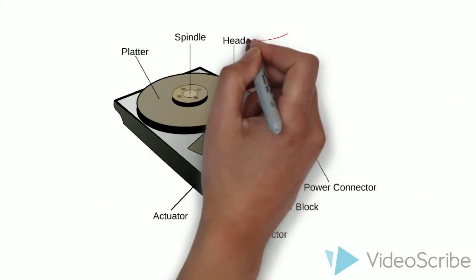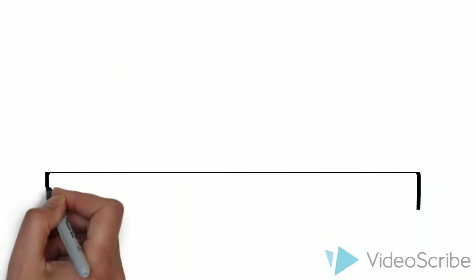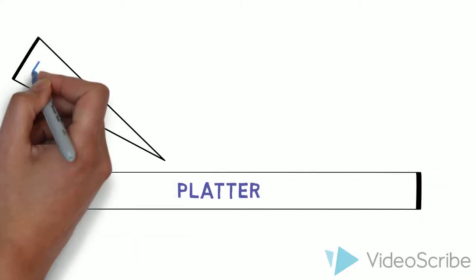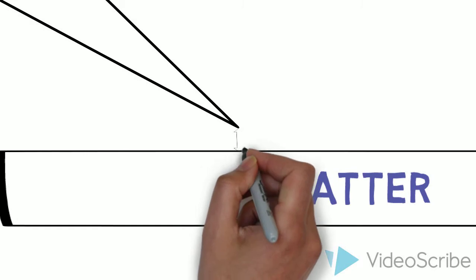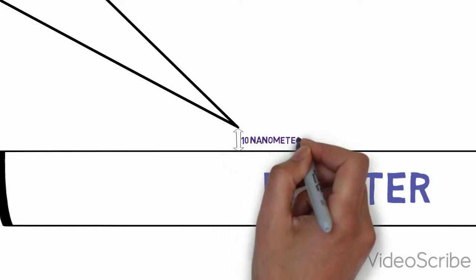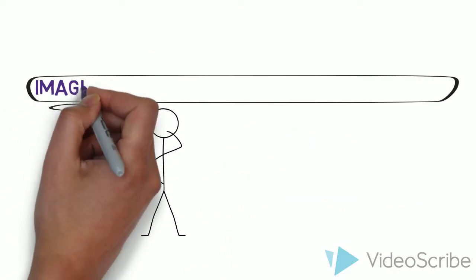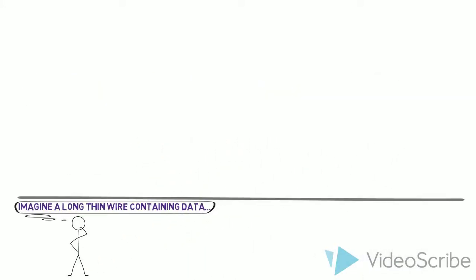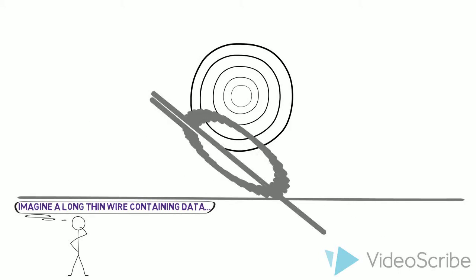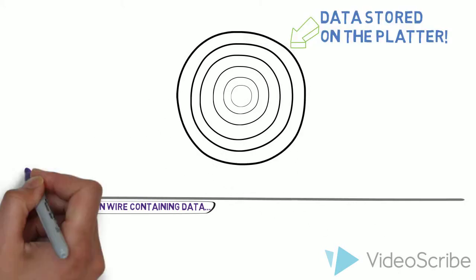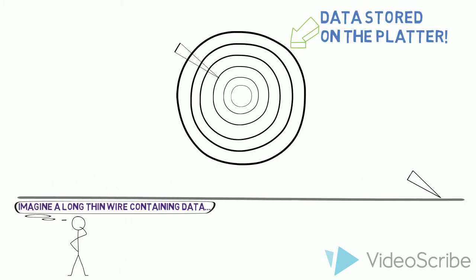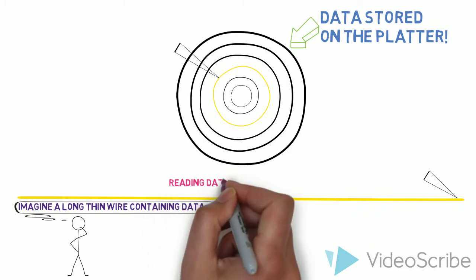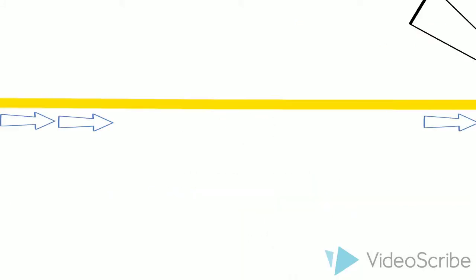Let's focus on the head and the platter. Typically, data from the hard disk is read with a head placed just 10 nanometers above the surface of the platter. Imagine that the circular hard drive has a very long piece of thin wire caught into a disk, and data are stored on this wire. Data reading is akin to reading the data on the wire as if it is a linear process.